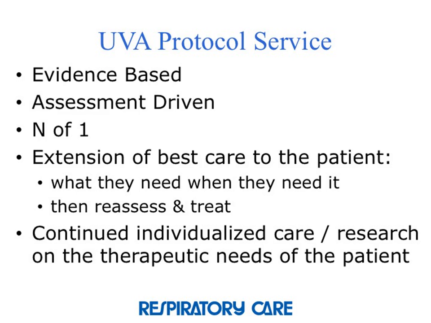The UVA protocol service is evidence-based, assessment-driven, really N-of-1 care. It's an extension of the best care to the patient, what they need, when they need it, and then reassess and treat in real time. Again, it's incredibly robust, and that's a continued individualized care and research. You're actually doing a research question on the patient with every patient encounter. It's robust and adaptive. Again, part of the inclusionary criteria for complex system science is this robust adaptability that is demonstrated through a protocol service. You can give the best evidence to the patient in the context of their disease state in real time. Imagine that. Yikes, who knew?